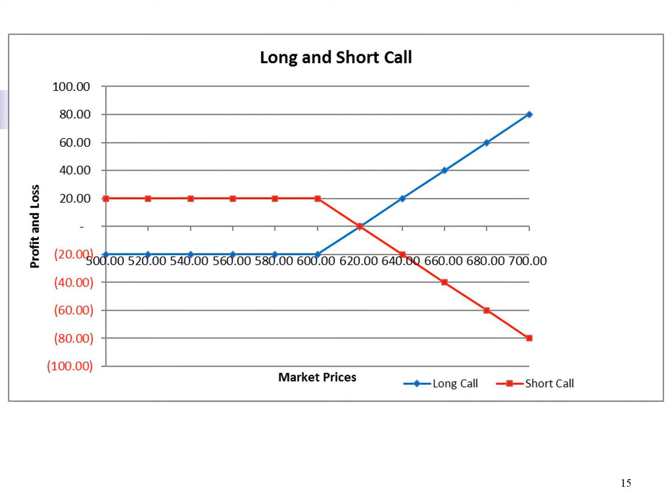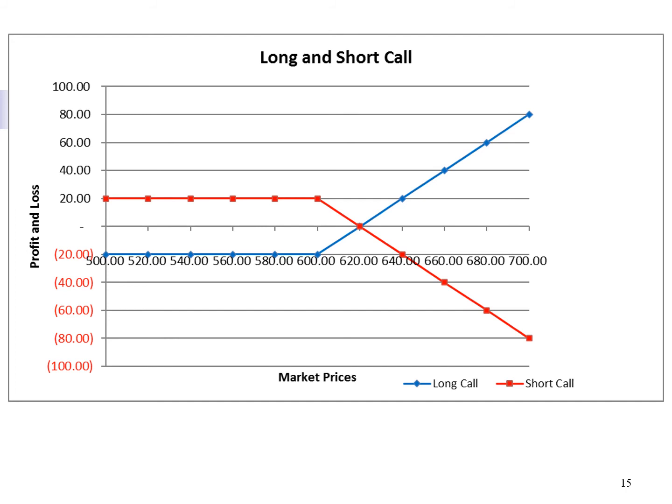The figure shows the profit or loss earned by a call buyer and a call seller. If the market price is below $600 at the time of expiration, the call buyer will lose money on the call purchase. However, the amount of the call buyer's loss can be no more than $20. Risk of the buyer is limited to the call premium.